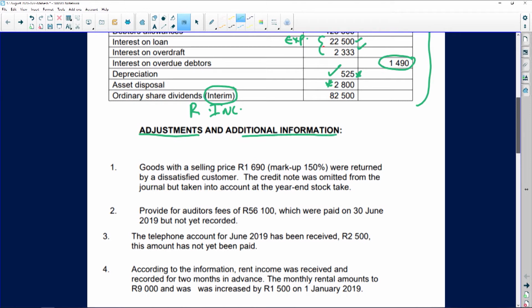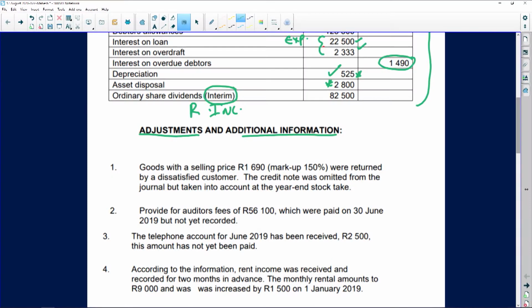Right, so looking at adjustment number one, a very, very common adjustment, lots of marks. When I say lots of marks, I'm looking at between 3 or 4 marks, sometimes slightly more, depending on whether there's a calculation. So obviously something that you want to get correct in an exam. Adjustment 1 reads as follows. Goods with a selling price of 1,690 Rand, markup 150%, were returned by a dissatisfied customer. The credit note was omitted from the journal but taken into account at the year-end stock take.